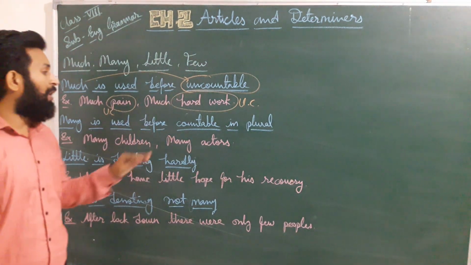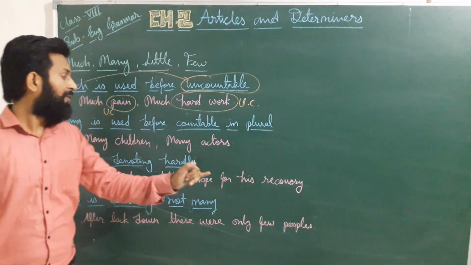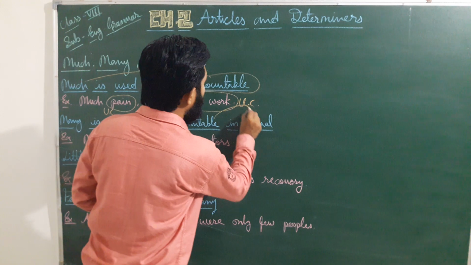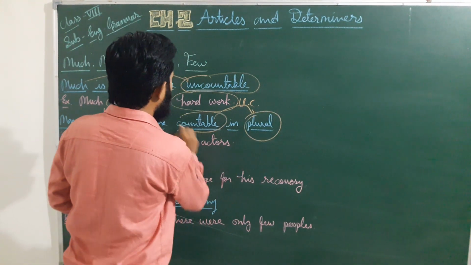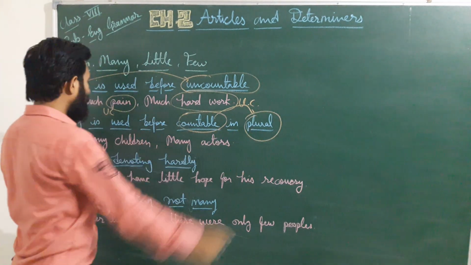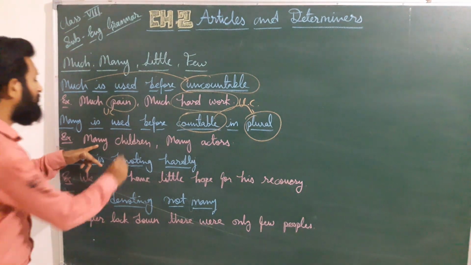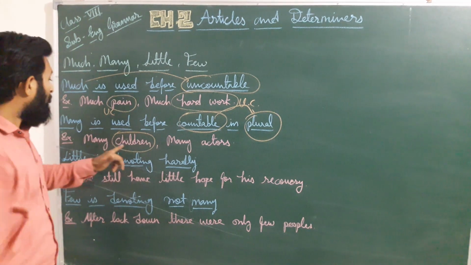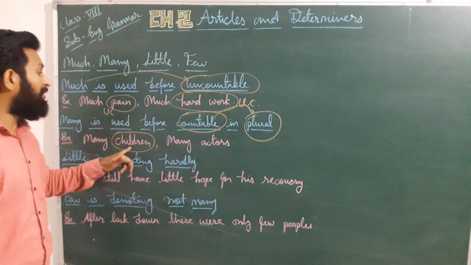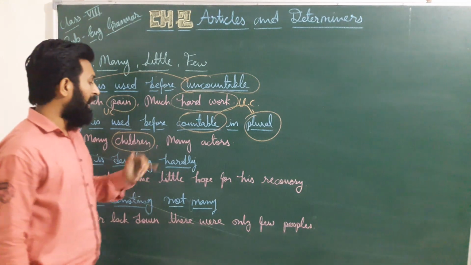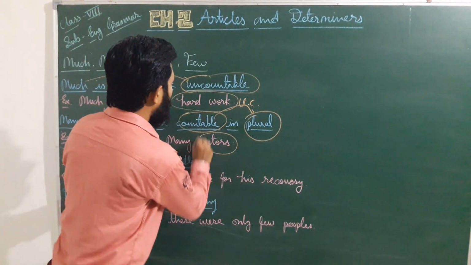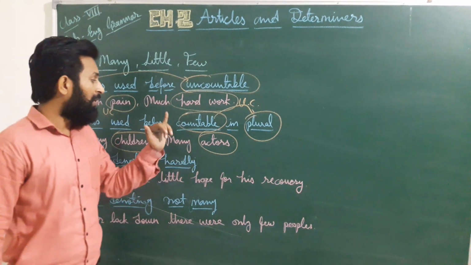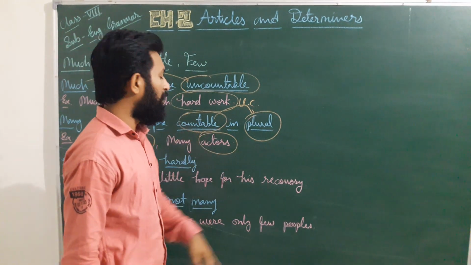Many is used before countable plural. Many is used with countable nouns, and in countable also one condition is here, plural. They have to be countable and they have to be plural also. Like many children, you can't say many child. You have to say many children because it's used with countable plural nouns. And in the second case, many actors, means it is used before plural. You can't say many actor because it is used with countable plural nouns.